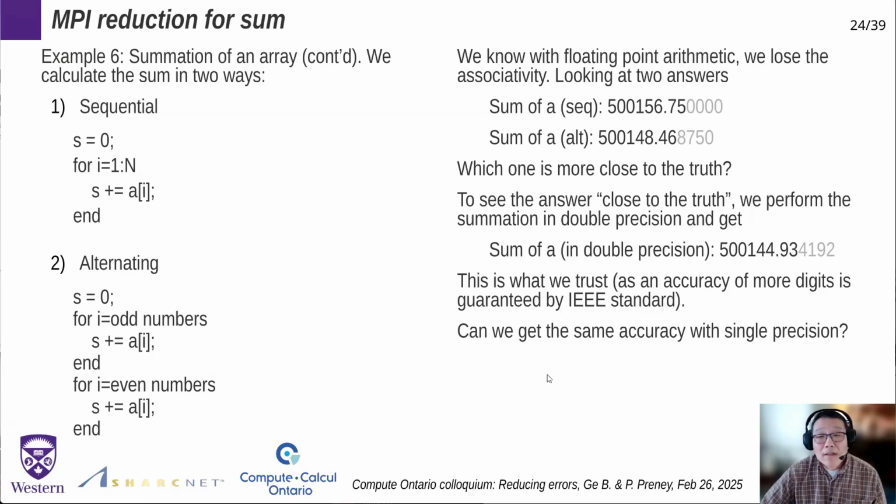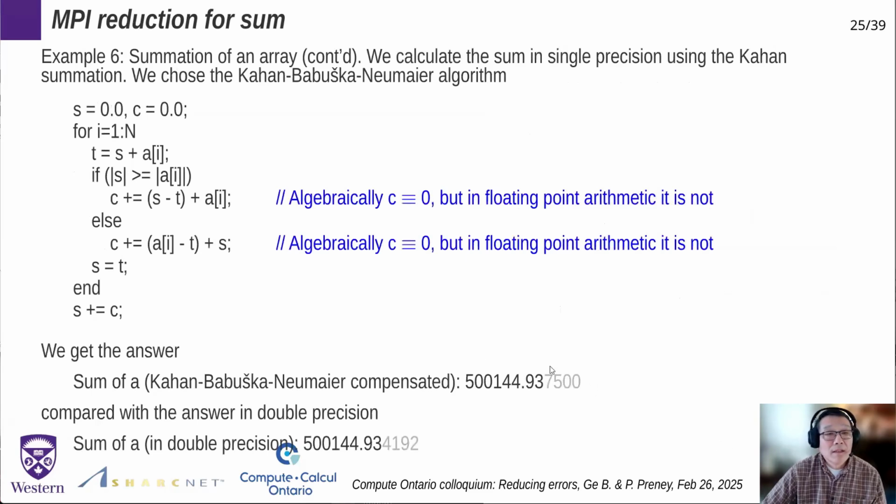Now, the question is, can we get the same accuracy again with single precision? Using double precision, we get this answer, and we trust this answer is correct. The question is, can we get the same accuracy with single precision? The answer is yes, and this is how we do it.